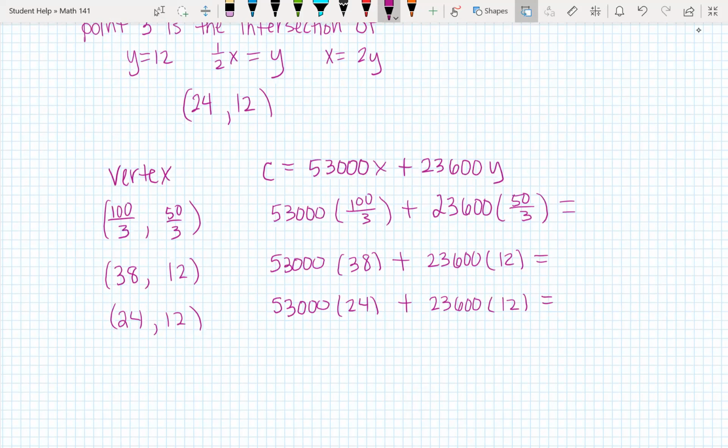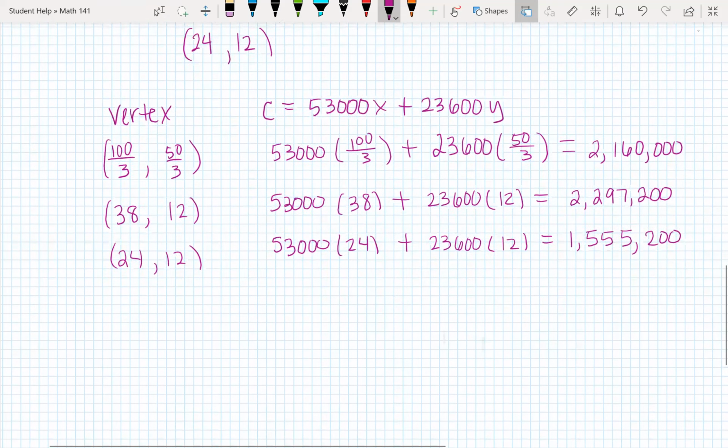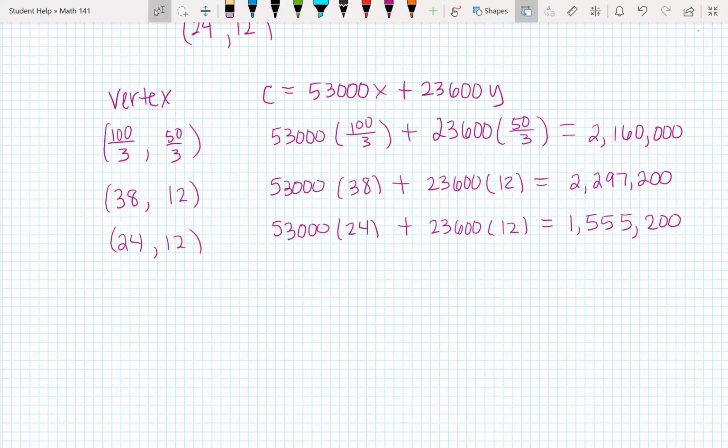we get, for the first one, 2,160,000. For the second one, 2,297,200. And for the third, 1,555,200. So it looks like the last option is going to minimize costs.